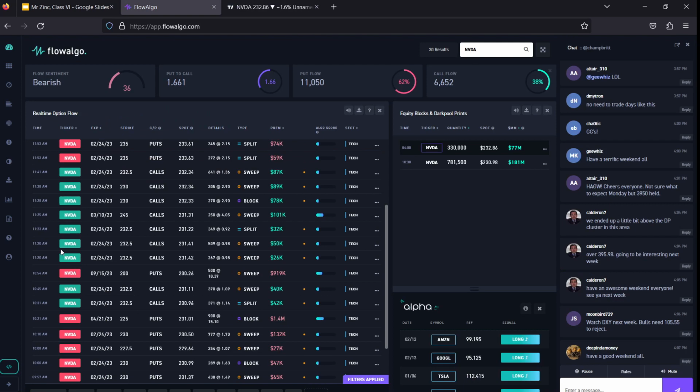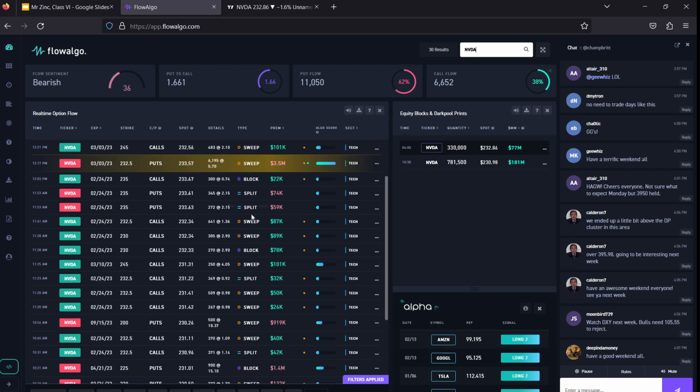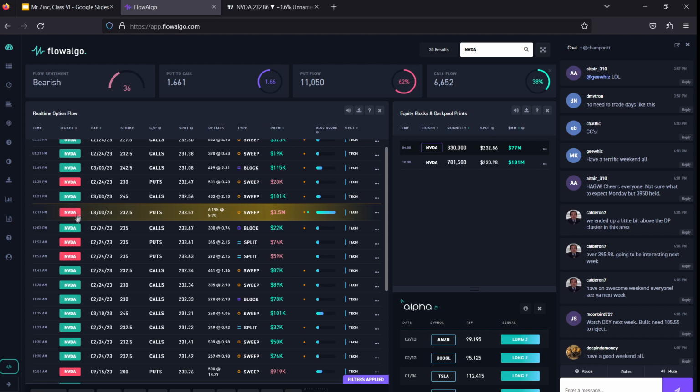And at that time, you can see that NVIDIA had 1, 2, 3, 4, 5 sweeps come in for calls. And then at 12:17, it had a $3.5 million sweep come in for puts expiring next week. So at 11:30, the flow further validated the trade that I was in. I didn't use this to solely get into the trade, but it did validate the trade I was in.